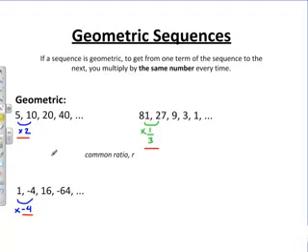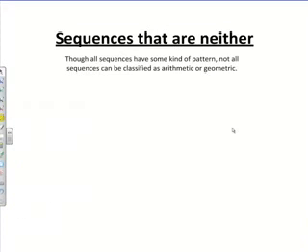The reason it's called a common ratio, and the other way of thinking about it, is that if you take any term in this geometric sequence and divide by the one before it, you're going to get the common ratio. So something like 40 divided by 20, that reduces to 2, which is your common ratio. So that'll work for any of these. 3 divided by 9 is a third, and -64 divided by 16 is -4. So two ways of thinking about common ratio.